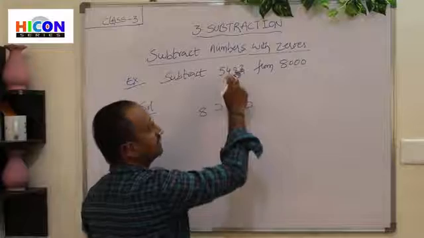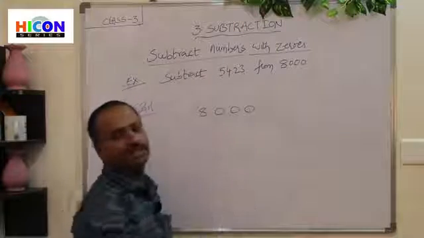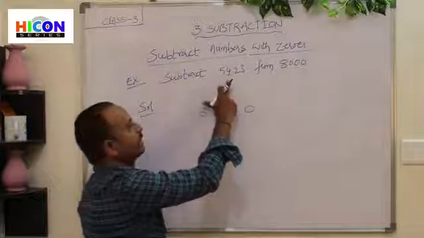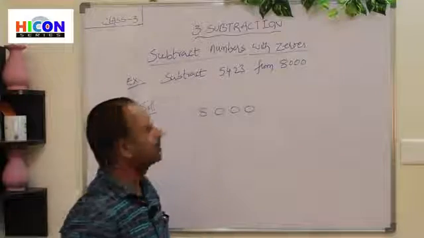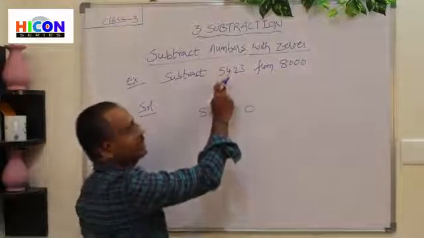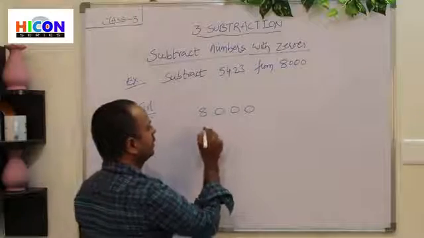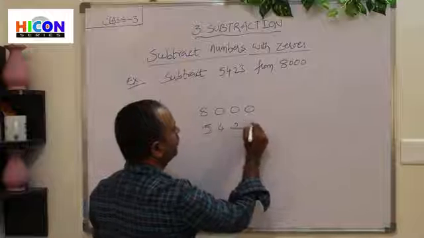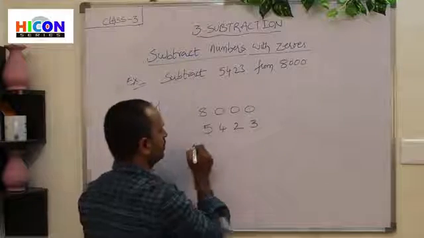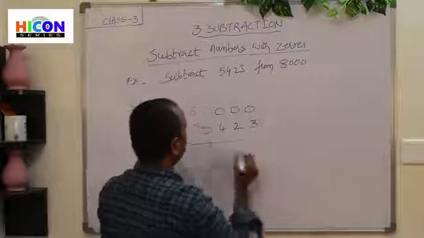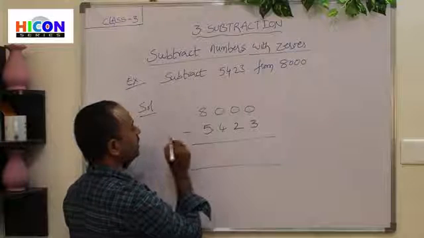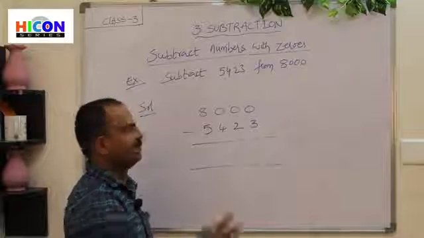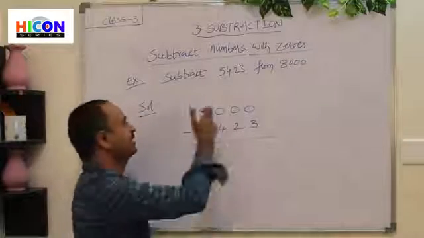Next, write the second number below the greatest number. What is the second number here? 5,423. So now write this 5,423 below 8,000. Now we have to subtract this 5,423 from 8,000. And also mention the places of the digits in each number.